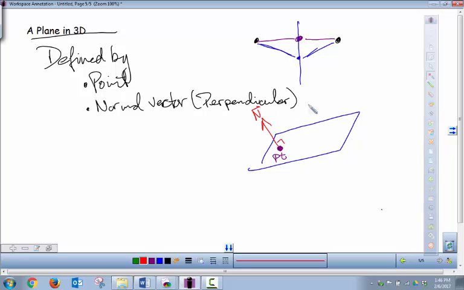So let's say you have a point and a normal vector. What we want to do is be able to describe any point on this plane. Is it like a flat surface and that vector is going upwards from it? Yes. It's like a piece of paper with a pencil standing straight up, and the pencil is perpendicular to that paper.